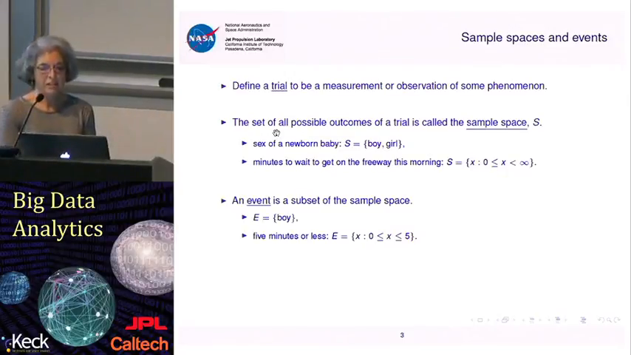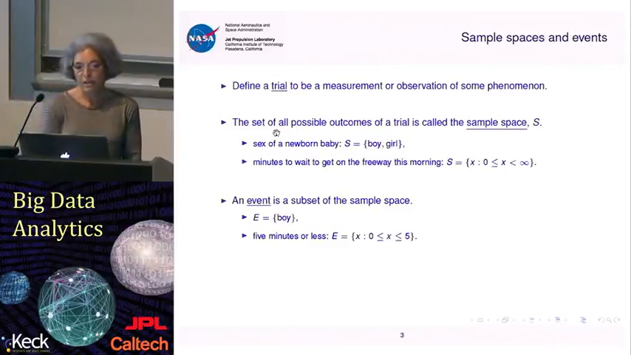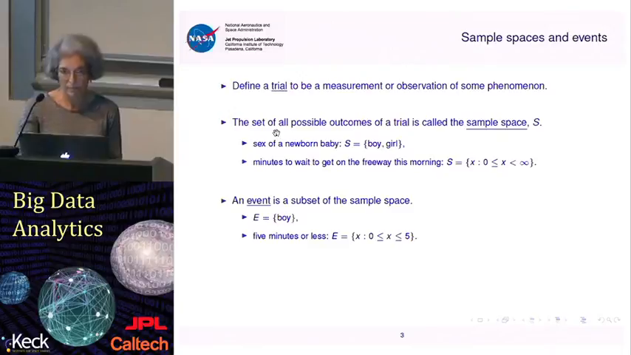An event is a subset of the sample space. So event E might be the event that the newborn baby was a boy, or the event that I was able to get on the freeway in 5 minutes or less.